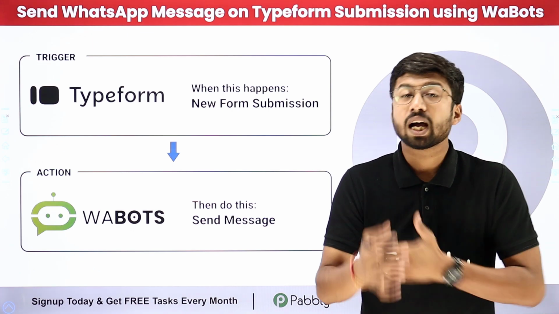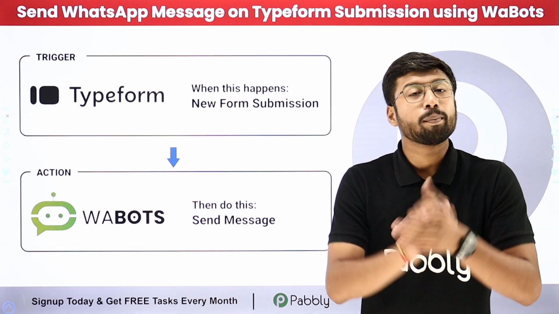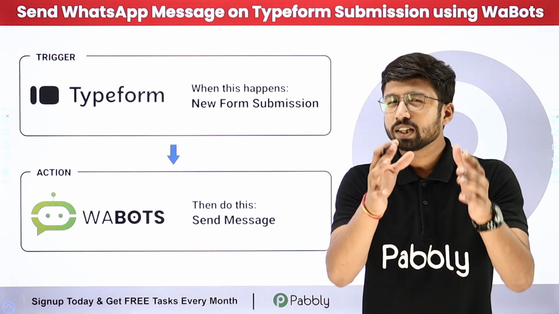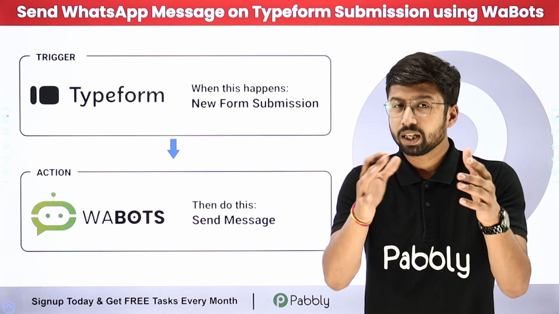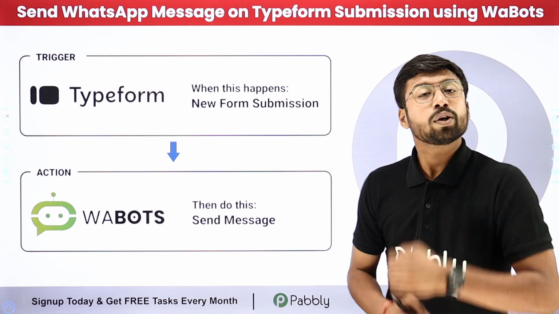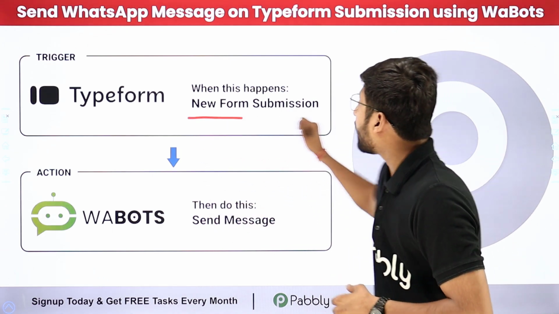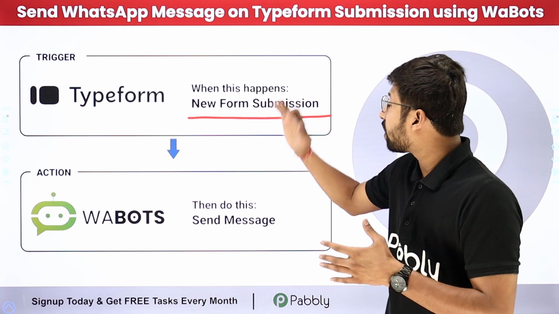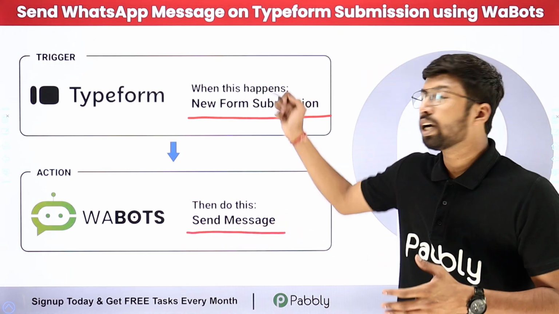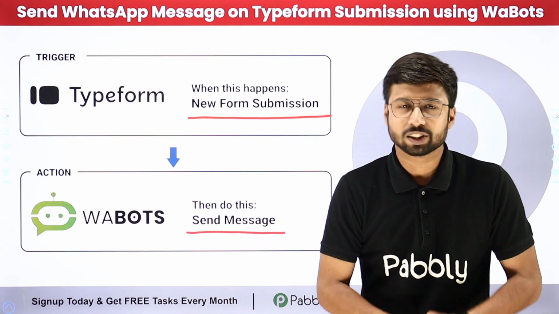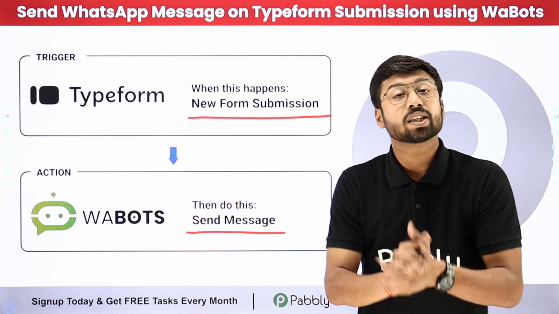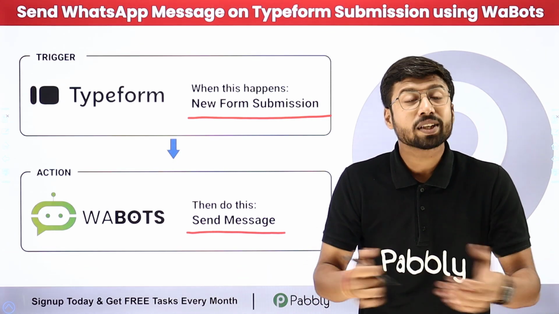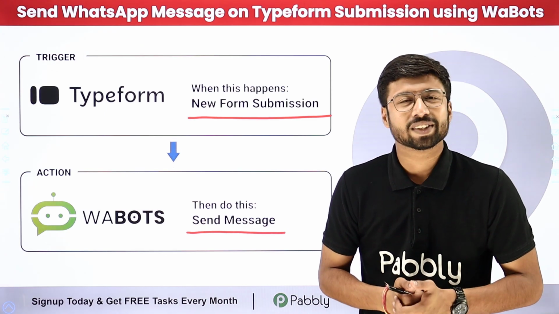And to send the messages, I want to use WaBots. Now, the manual process of sending the WhatsApp message is very much repetitive and time consuming. So why don't we automate it? So we are going to set up a simple automation using which, as we receive a new form submission in Typeform, automatically we are going to send a WhatsApp message using WaBots to the same person who made the form submission. Now, if you want to learn how you can set up this automation all by yourself, for that you just have to come with me to my screen.